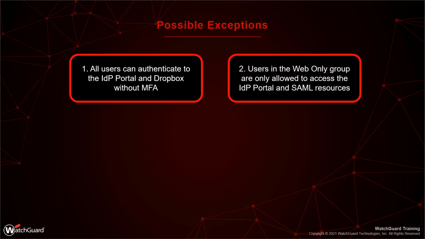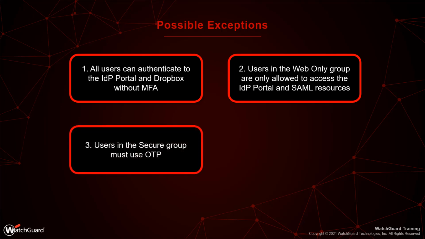Users in the web-only group are only allowed to access the IDP portal and SAML resources. They do not have access to the VPN or resources at the headquarters. Users in the secure group only use hardware tokens. They need to be able to connect to the VPN using one-time passwords, and I only want them to see the OTP option when they authenticate to other resources for convenience.